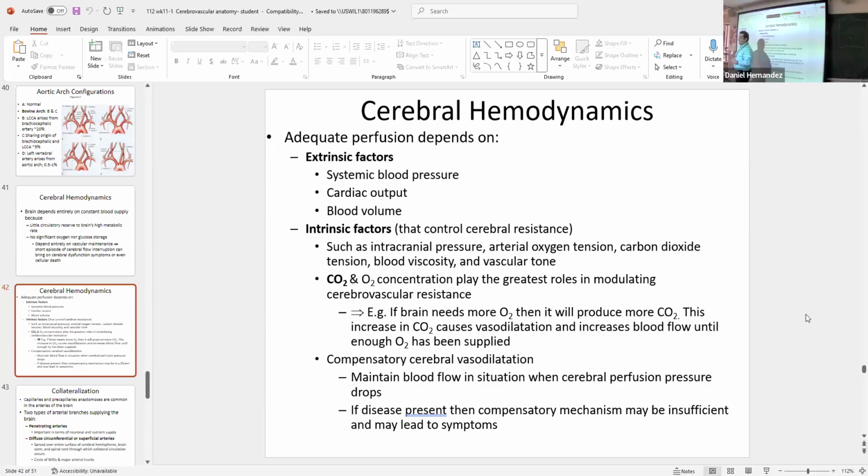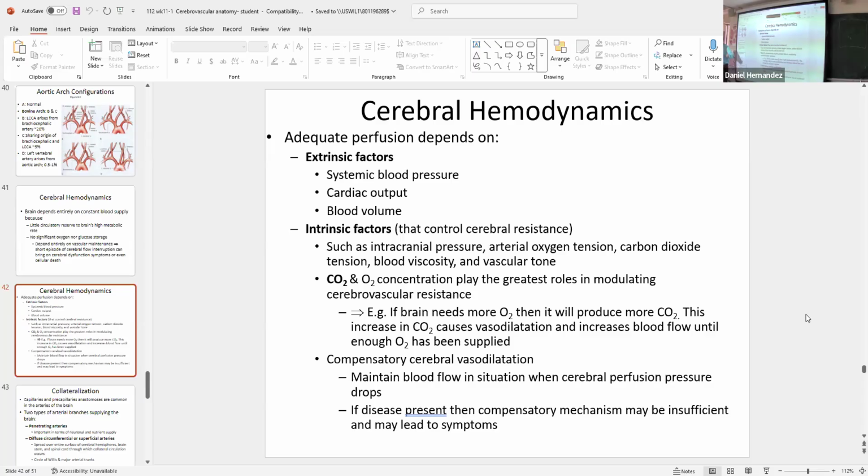As a general rule of thumb, when CO2 levels rise in our body, CO2 is a vasodilator, so vessels are going to dilate, and that's going to increase perfusion. So you could do certain therapies to increase CO2 levels to cause vasodilation to try and get more blood flow into the brain. The body is regulating and monitoring our CO2 and oxygen levels. If the brain needs more oxygen, it will produce more CO2 to cause that vasodilation, thus increasing blood flow to bring more oxygen to the brain.